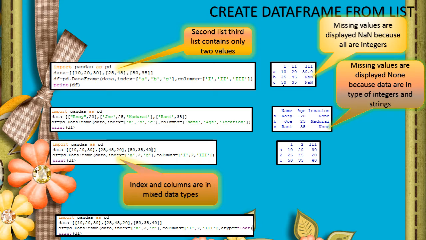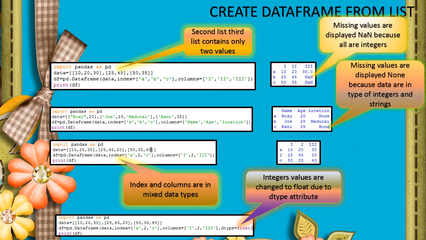And next, the data are integers: 10, 20, 30, 25, 45, 20, 50, 35, 40. The three rows of data are also integers, but we are passing the attribute type equal to float. Due to that, the data are displayed in floating point.